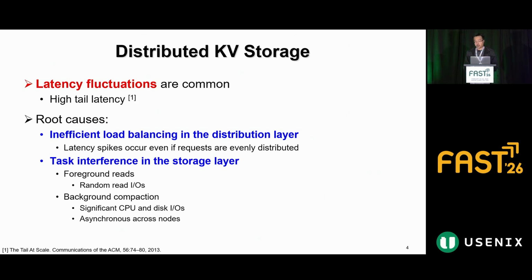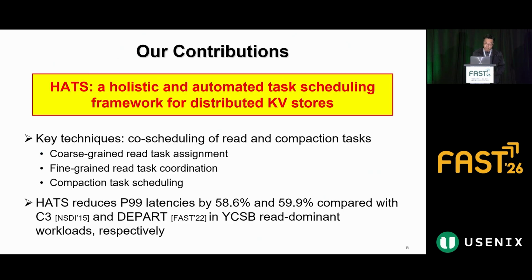So in the storage layers, it needs to serve the foreground reads, which involves a lot of random reads. And at the same time, the LSM tree needs to perform background compaction. And this will introduce significant CPU and disk IOs. And also, this compaction is asynchronous across nodes, so it's very difficult to coordinate all the nodes to balance the workload. So here come our contributions.